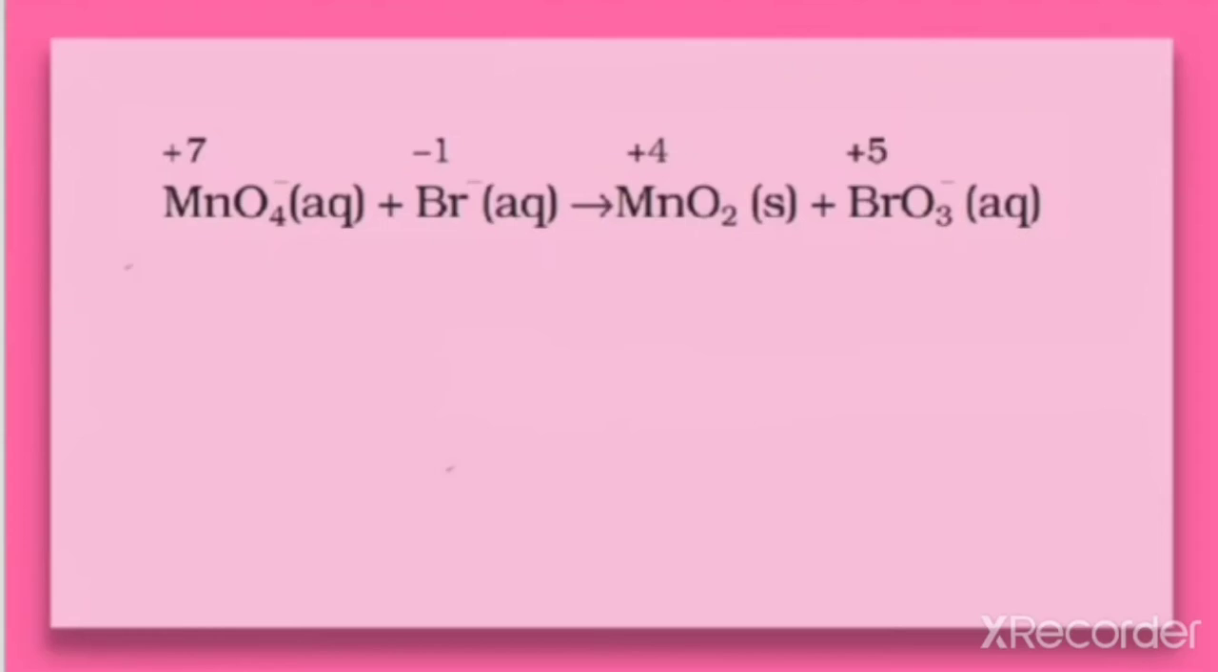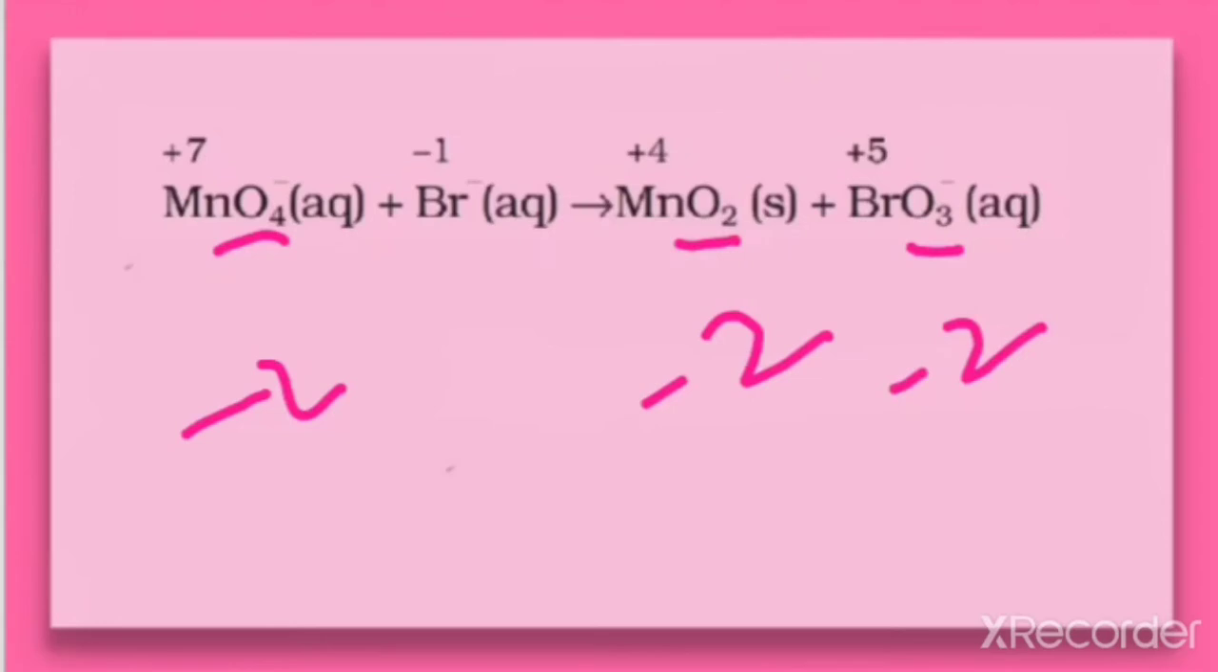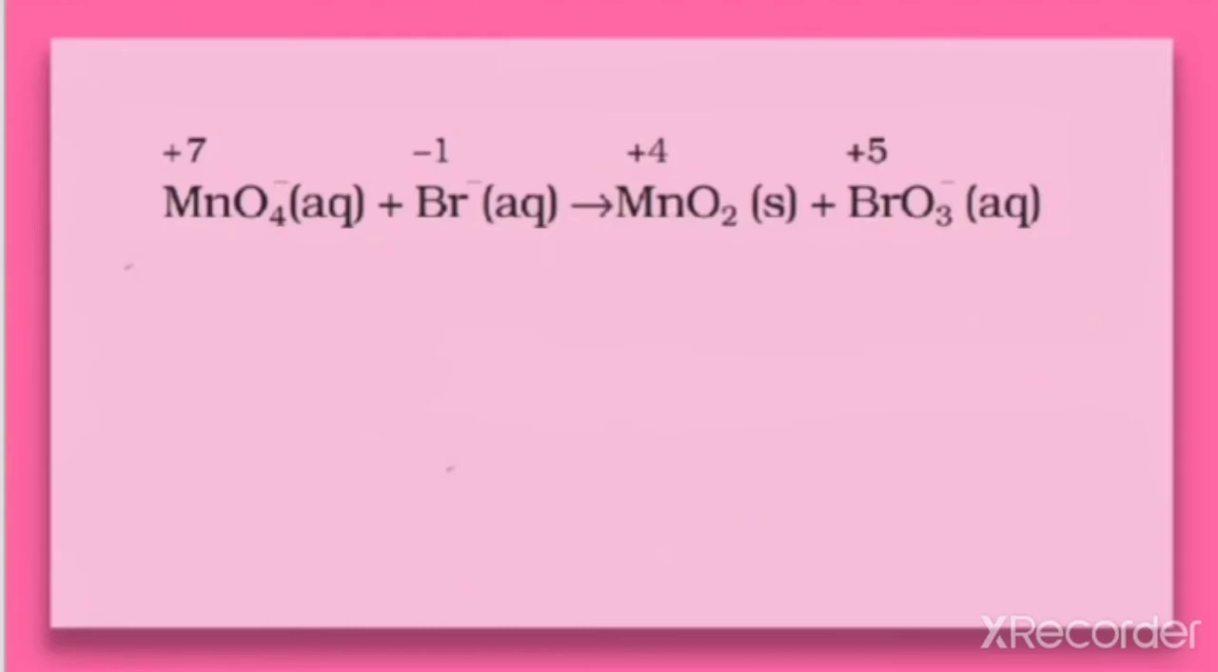For oxygen in each case, the oxidation state is not changing. Here it is -2, here also -2, and here also -2. Therefore we are not representing the oxidation state for oxygen, because it is not changing from the reactant to the product side. Once you have identified the oxidation state for each, you have to see from left to right what changes are actually taking place in the oxidation number.